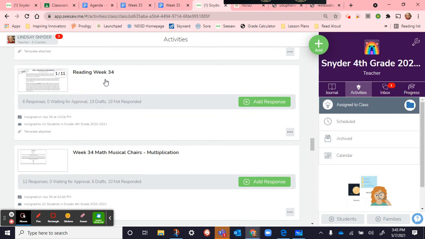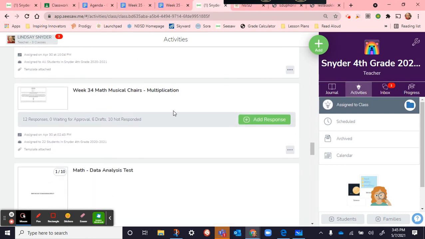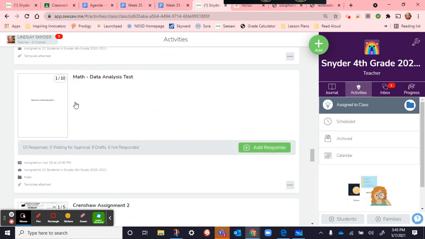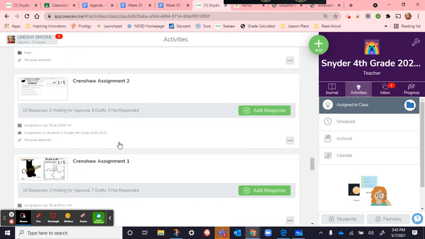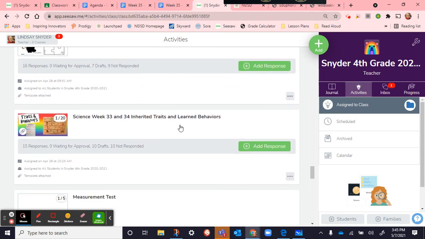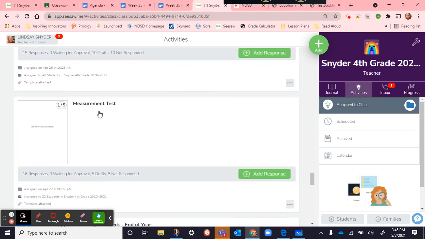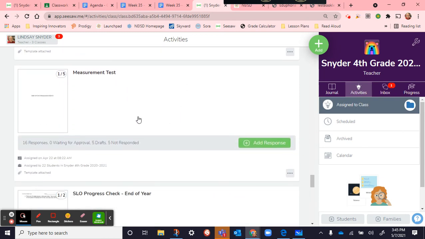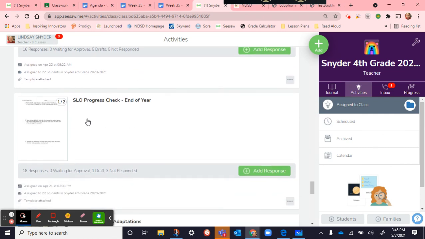We never got to the last couple pages about the paired passage. So I said you can either just delete that or just send it in. That's fine. But that was the reading part. We're done with that. We did the musical chairs today. We're done with that. Data analysis, if you have corrections to make, make sure you get that in. Crenshaw 1 and 2, we're done with those. Science, we're done with that. Measurement test, that correction should be done on that.